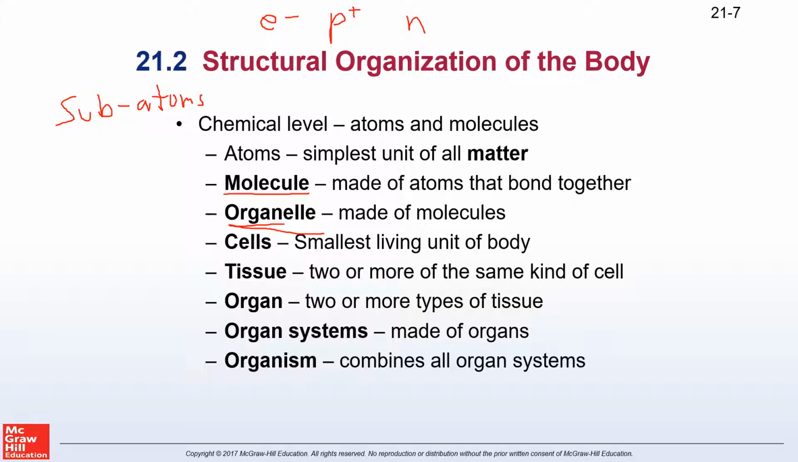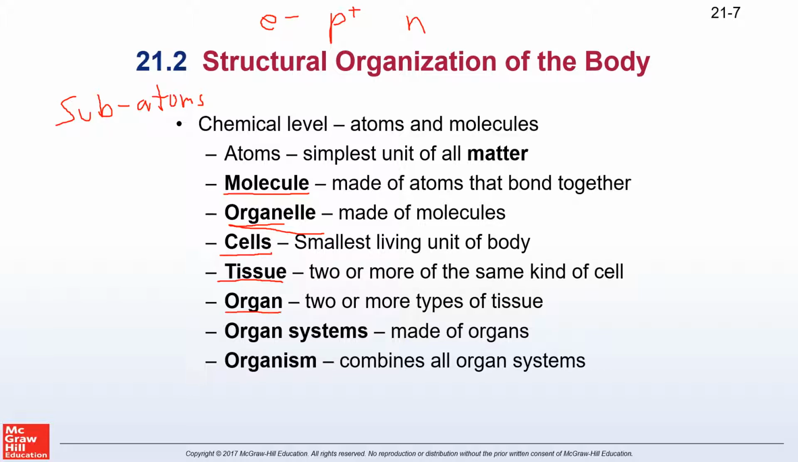And then we'll talk more about those when we talk about the cell. Simplest living structure is the cell itself. And then if we have a bunch of cells that kind of do the same thing, like all your liver cells are kind of similar, they kind of do the same thing, so we call that tissue. If we have more than one tissue type organized in one function, then that is an organ.